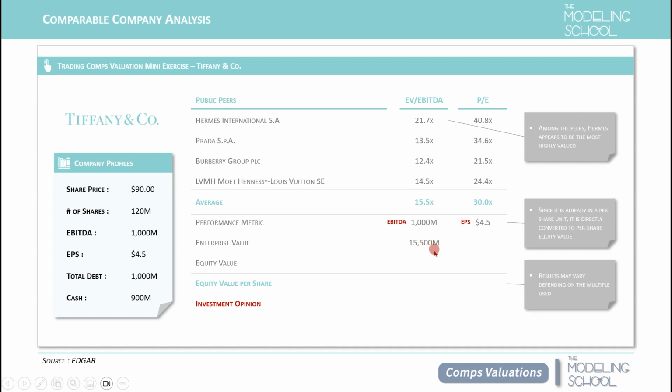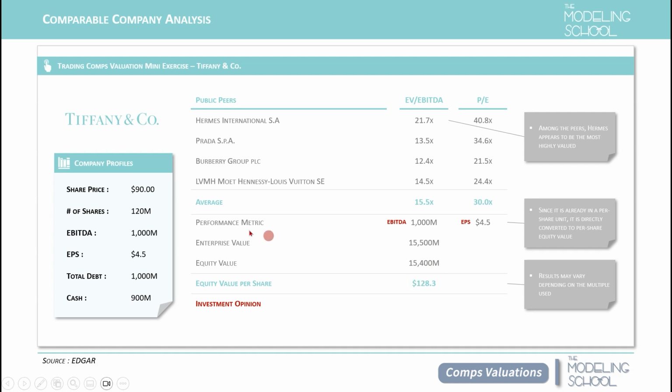$15.5 billion. And next, for the equity value, we're going to use the enterprise value bridge formula. So EV, enterprise value, equals equity value plus debt value minus cash. If we rearrange it to solve for the equity value, since we already have enterprise value, total debt, and cash, equity value comes out to $15.4 billion. And lastly, because we have 120 million shares outstanding, by dividing the 15.4 billion by 120 million, we're going to get a share price of 128.3 per share.